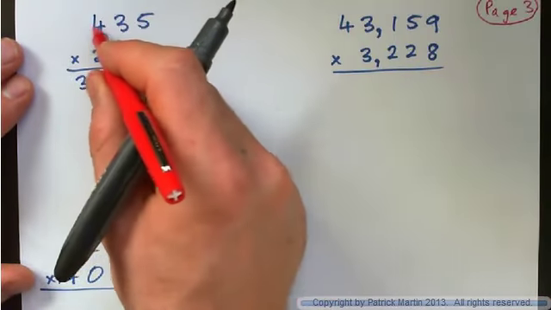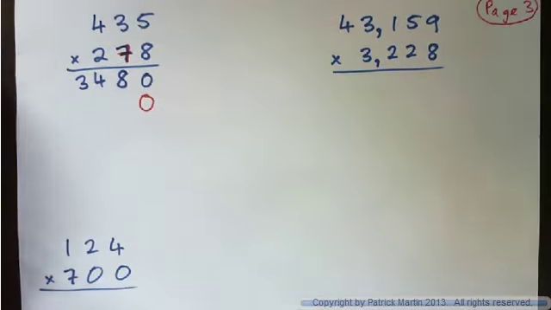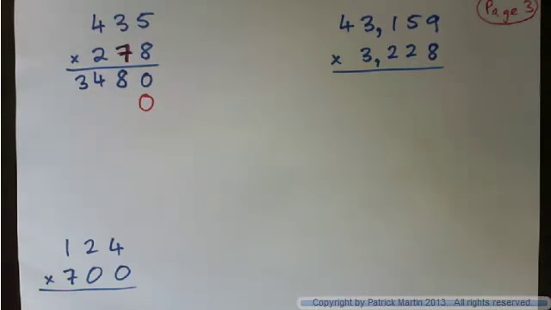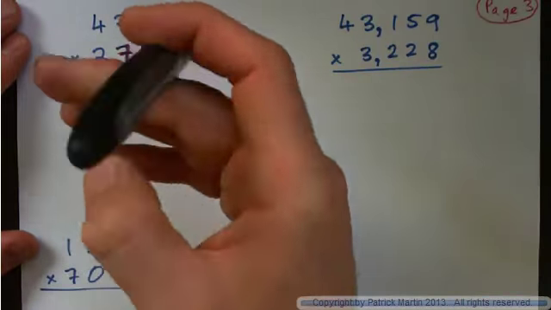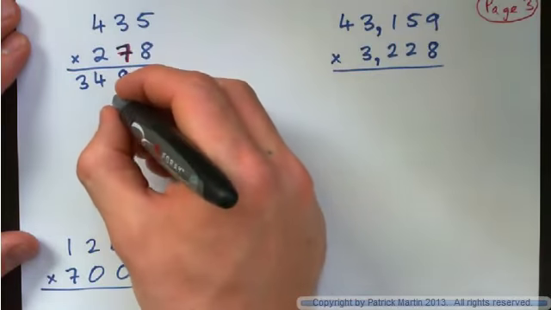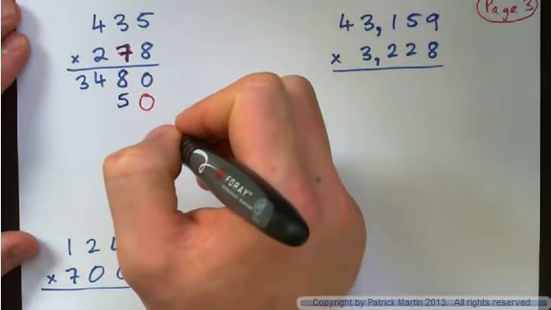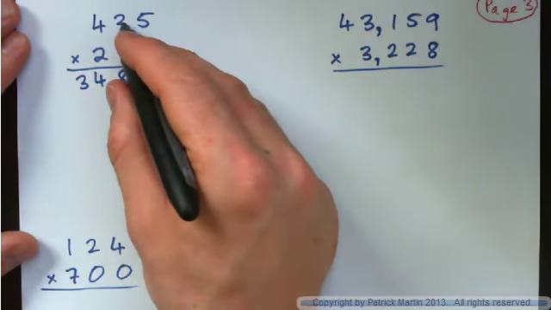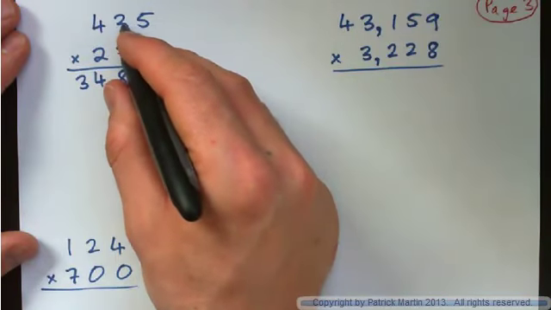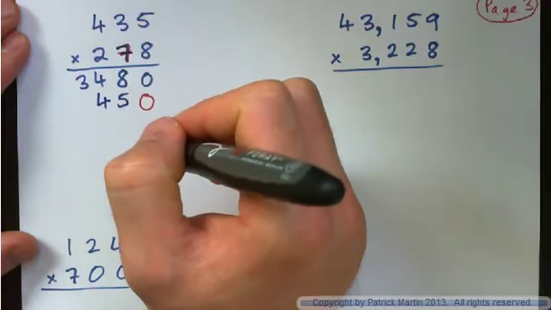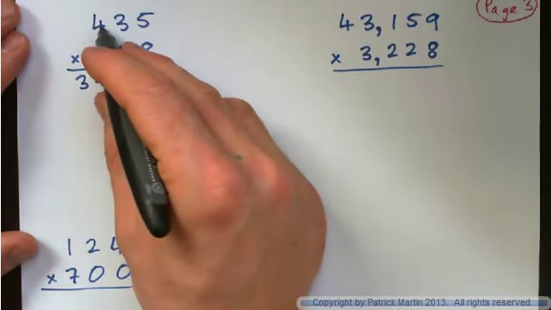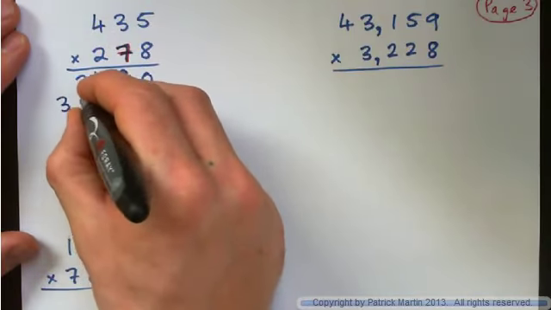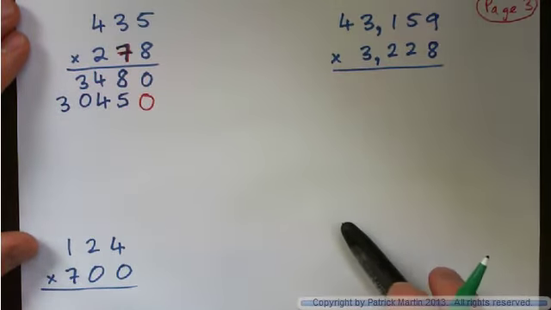So let's see if you can get this next line. 7 times everything gives you what? Press pause if you need more time, I guess. But 7 times 5, 35, carry 3. 7 times 3, 21, and 3 is 24, carry 2. 7 times 4, 28, and 2, 30. Right? Now, what do you do at this point?